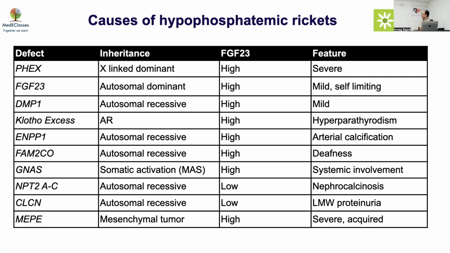So most common is XLH, then FGF23. Remember about NPT2 and the chloride channel defect, which is Dent disease.